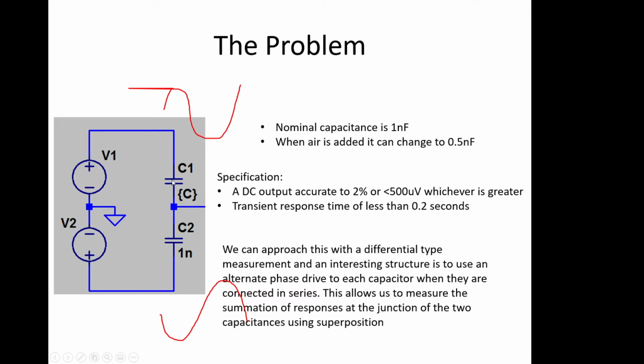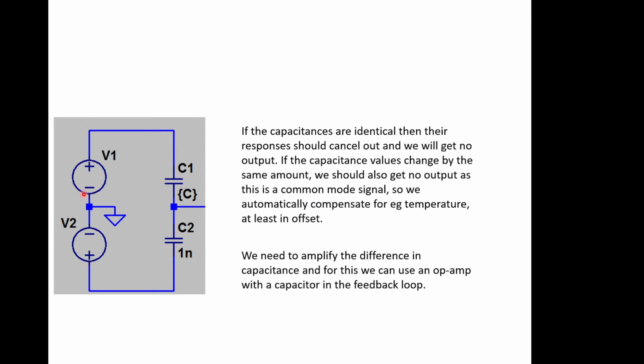When these capacitances go out of balance, we would end up with some kind of residual, and the amplitude of the sine wave seen at this point would then become proportional to the imbalance of these capacitances. That's the idea. Right, so how do we implement that? Okay, that's basically saying everything that we've already said.